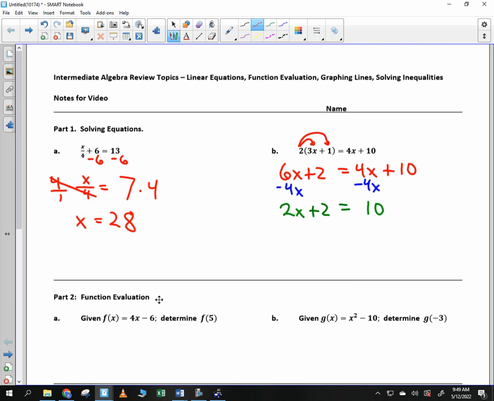Now I would like to get my numbers on the other side. So I'm going to subtract 2 from both sides. And I get 2x is equal to 8. If 2x is equal to 8, I divide both sides by 2. And I get x is equal to 4. And that's my solution. So we have x is 4, we have x is 28. So your first review is solving equations.